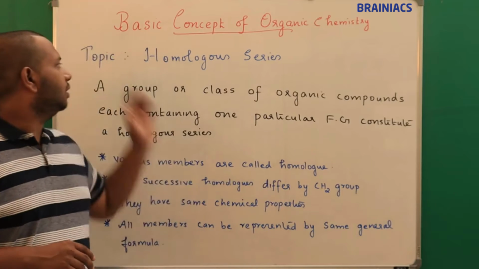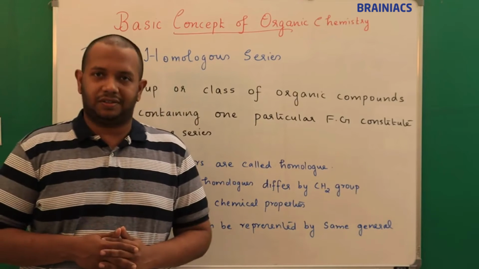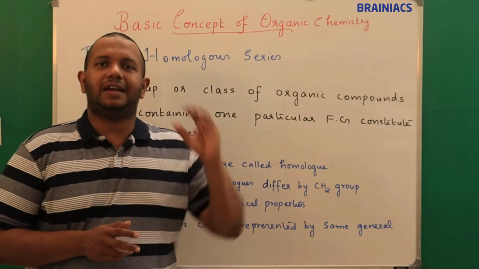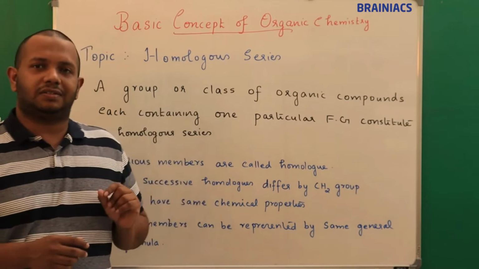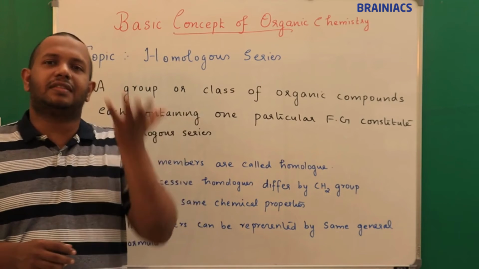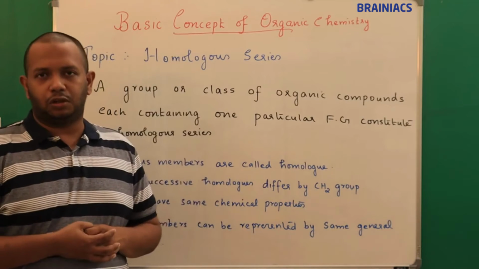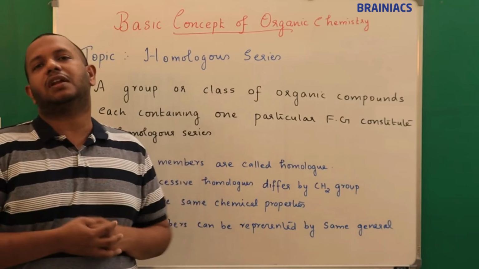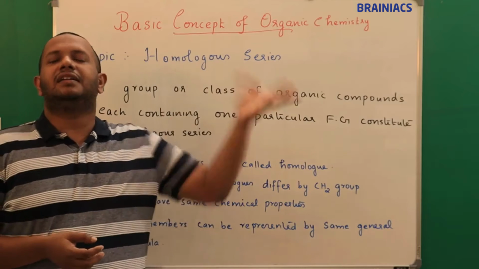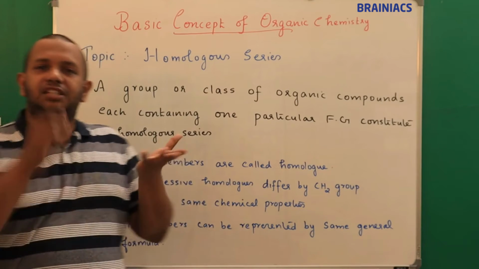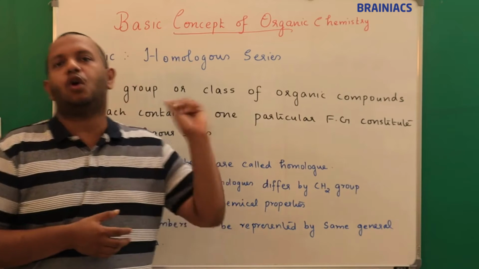Today we are going to discuss the topic called homologous series. So what do you mean by homologous series? A homologous series is a series or group of organic compounds having one particular functional group, with similar chemical properties, and they differ by a CH2 group. We can say each member of this homologous series is a homologue.